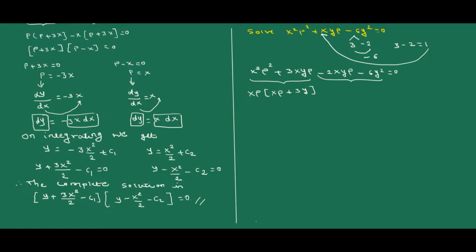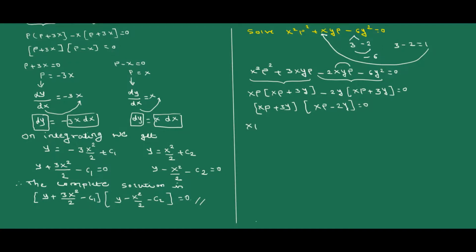Similarly, from the last two terms we can take minus 2y common. So here we are left with xp, then plus 3, because if you take minus 2 common, we are left with plus 3, and one of the y you can take common means 1y remains. So this is equal to 0. Or we can also write it as (xp + 3y) into one more factor (xp - 2y) is equal to 0.